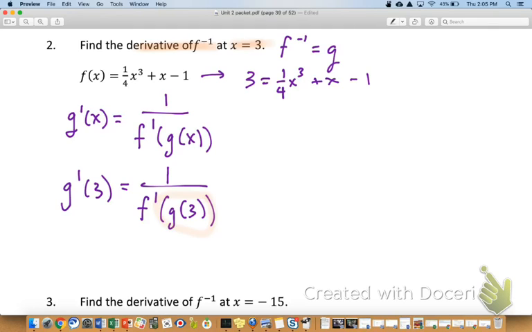That would give me the output for f when x is 3, and I want the output for g when x is 3. So in other words, if I want to find the output for g when x is 3, I need to make the output for f 3 and find the input for that. Right? Because remember, the inputs and the outputs get switched. So I'm looking for kind of like the opposite.